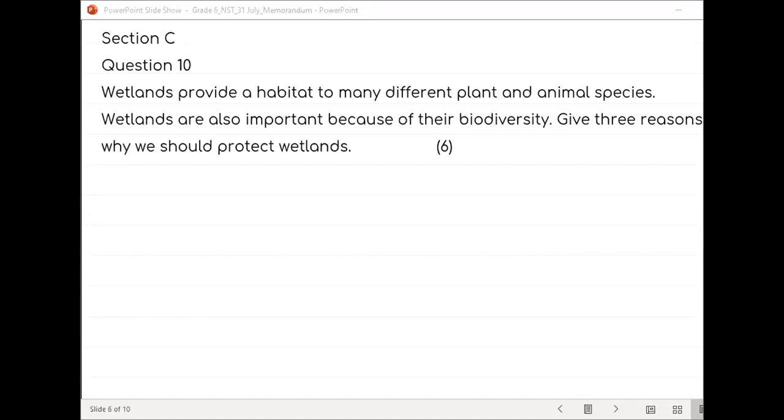My 3 reasons why we should protect wetlands are that animals' habitats are there and they need it to live. The same goes for plants. They act as natural filtration systems and they hold a lot of water. There we go. So guys, if you read the question, you already have at least 1 mark in the answer. Wetlands provide habitat to many different plants and animal species. If you had mentioned that, you would get your mark. All right. Thank you very much, Matilda.